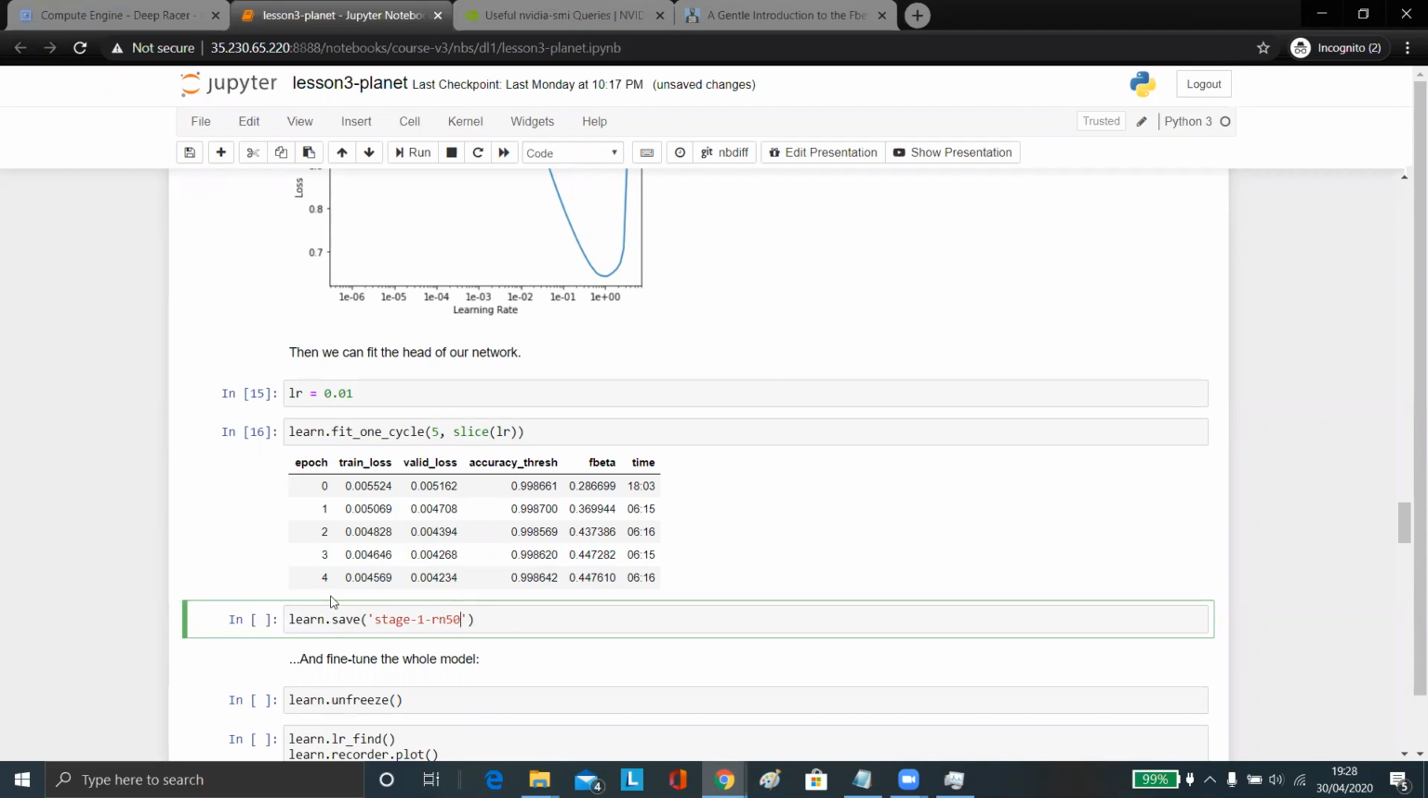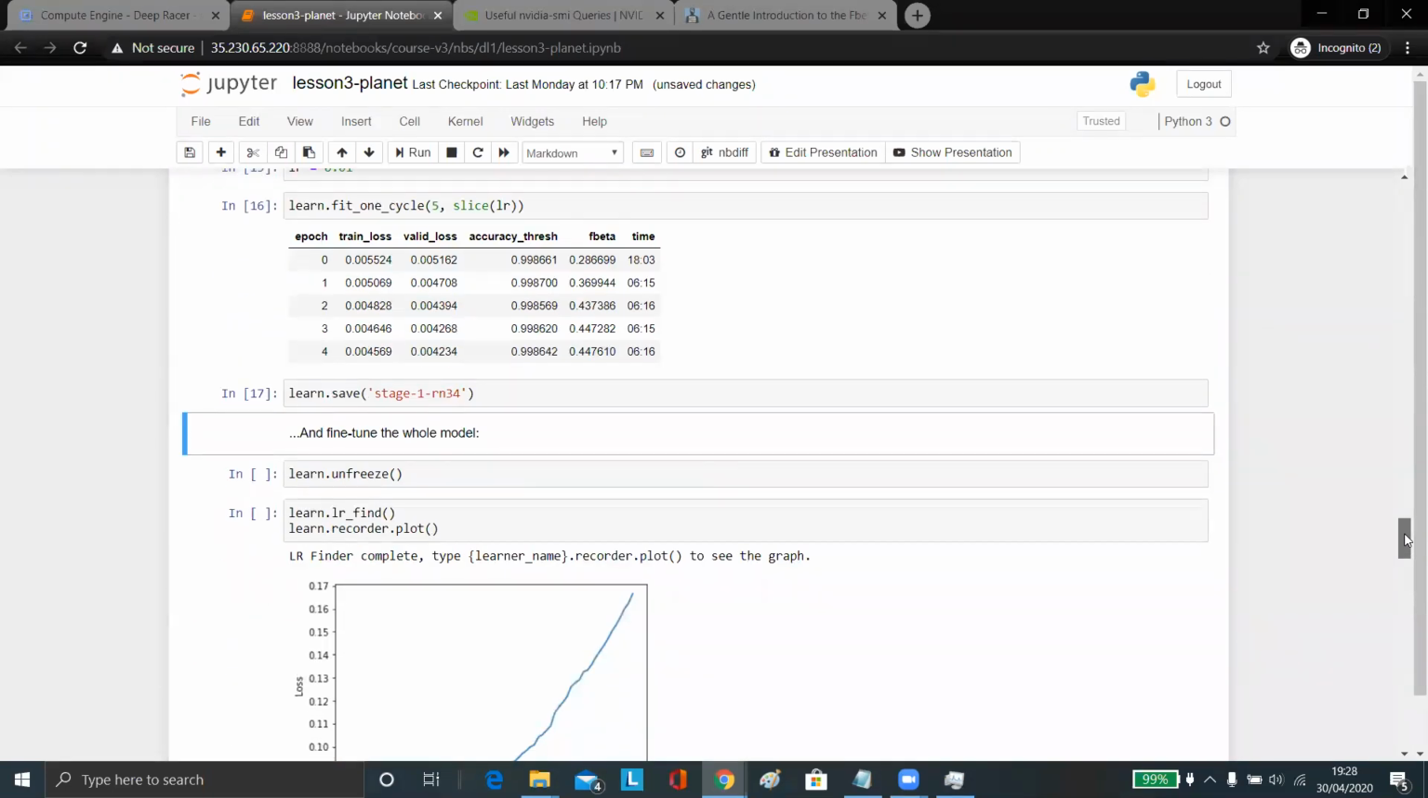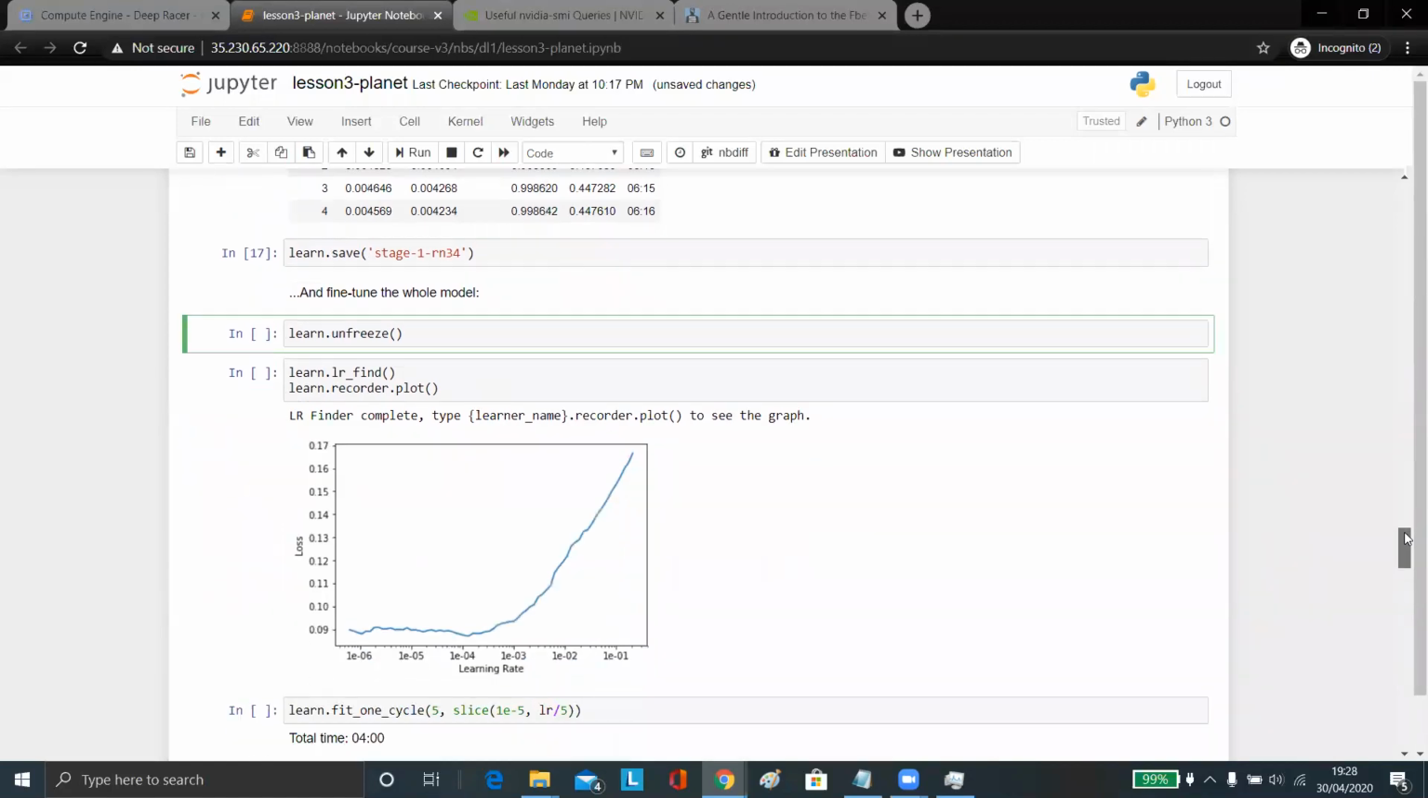We had an RN34, did we? Yeah. I'd be interested to see. Maybe during the week we'll try running it with 50 and see if we can get higher accuracy. Should we? I'm just looking at the time. We've only got about half an hour left. I think probably better not to try and do the fine tuning.